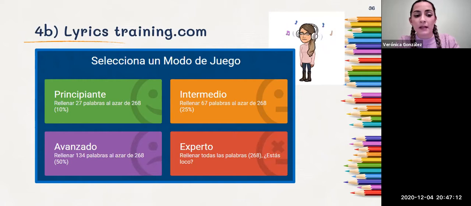It ranges from beginner's level with only 10% of the lyrics missing, all the way to expert. And the good thing is that students would hear the song and fill in the gaps with the correct word that they've heard. If they missed the word or didn't understand, they can press delete and they will go back. And it can also give you clues as to what the initial is.